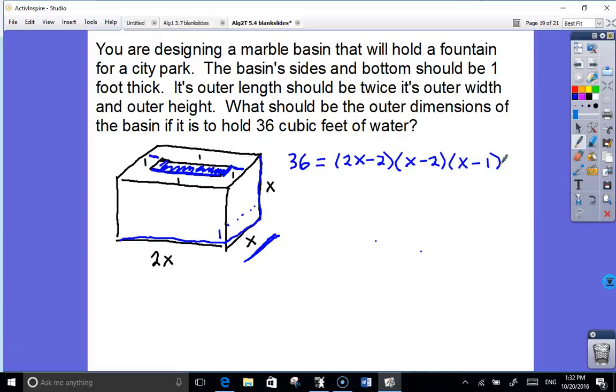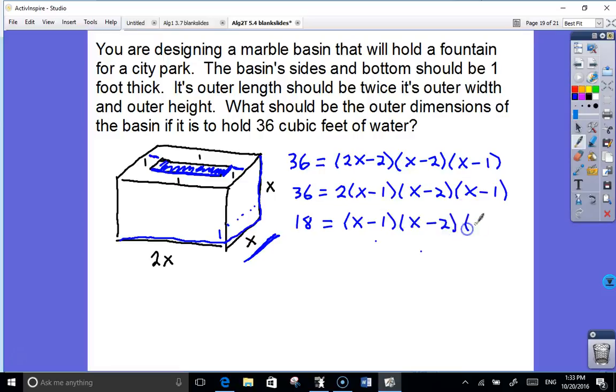Now, something that I'm noticing, we have to figure out when is this true. That first factor, I could take out a 2, and then I'll be able to divide both sides by 2. So let's do that. 36 equals 2 times (x minus 1) times (x minus 2) times (x minus 1). Divide both sides by 2. 18 equals (x minus 1) times (x minus 2) times (x minus 1).